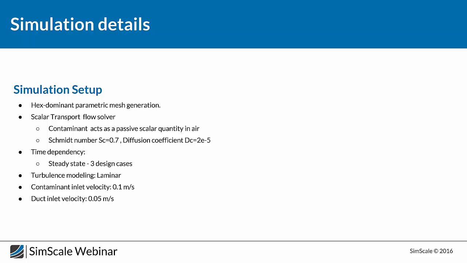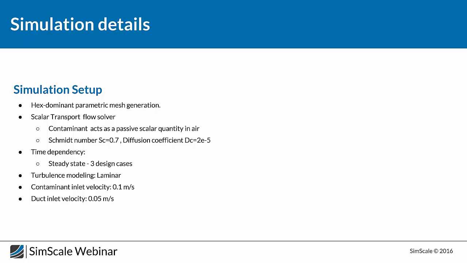The Schmidt number is 0.7. Schmidt number is the ratio between the diffusion due to viscosity and, let's call it, the mass diffusion due to molecular diffusion.